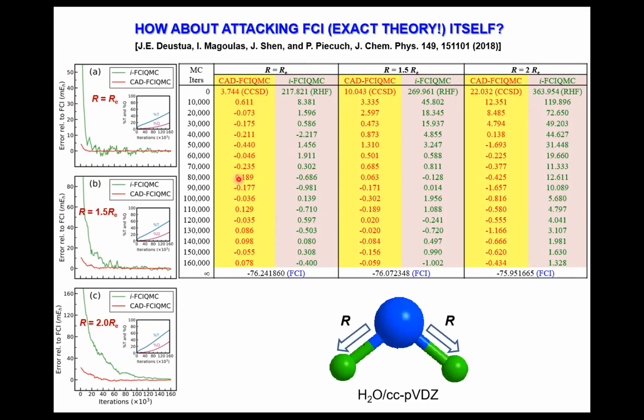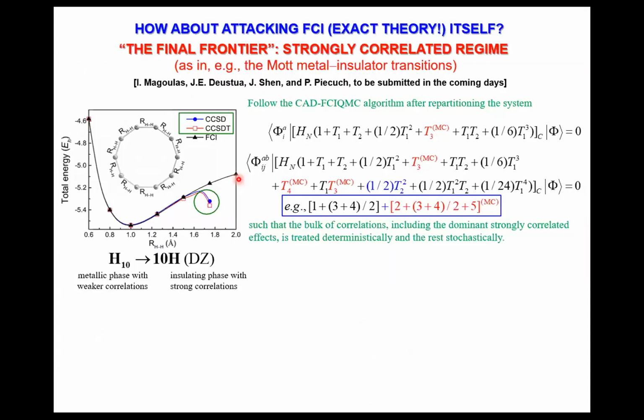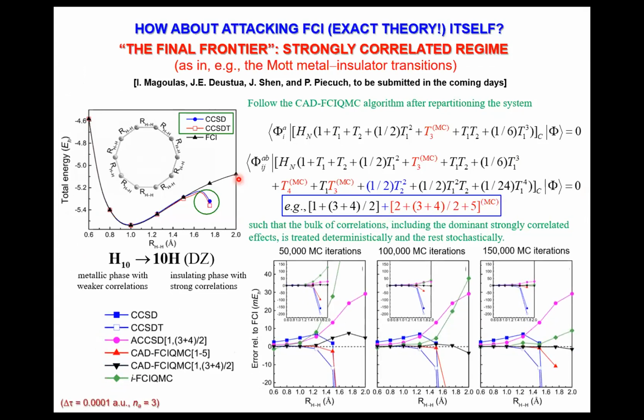And at the end, let me just mention that we can go with this to, for example, a strongly correlated regime. I don't have a lot of time to talk about it, so let me just mention situations such as this H10 ring that can be used to model the transition from the metallic phase with weak correlations to an insulating phase with very strong correlations. Okay, we can still use CAD FCI-QMC.